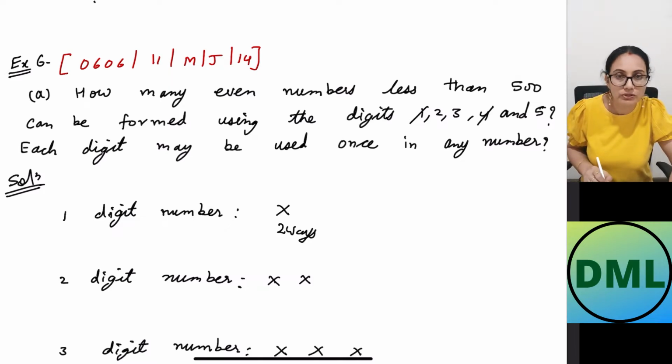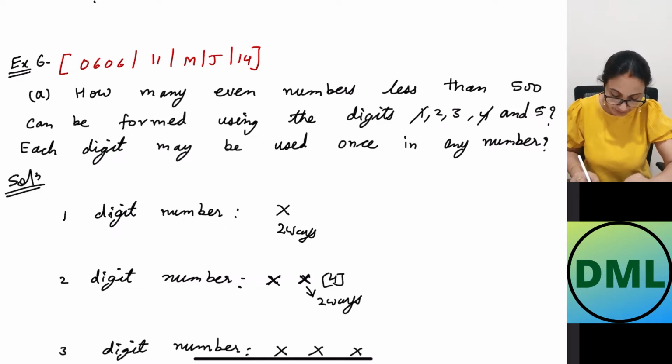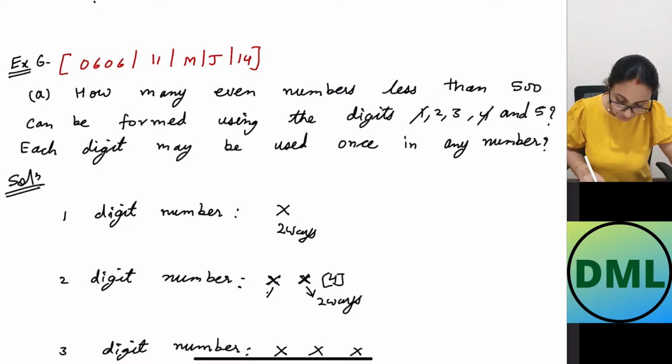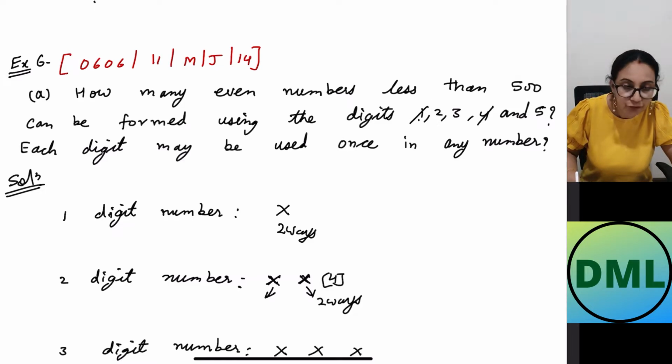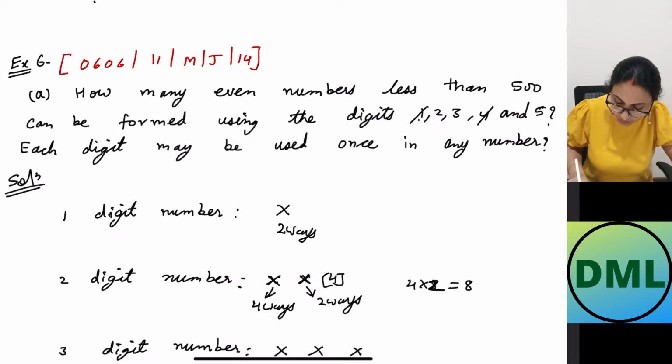Now let's take a 2-digit number. As you can see, I have made 2 crosses for you. The number should be even. That means the last place can be filled in 2 ways, either 2 or 4. Let's say that you have placed 4 here. That means 4 is gone. You can't place the 4 again. Now the first place can be filled with 1, 2, 3 or 5, so 4 numbers are available with us. That means this can be filled in 4 ways. So the total number of ways is given by 4 cross 2, which equals 8 ways.